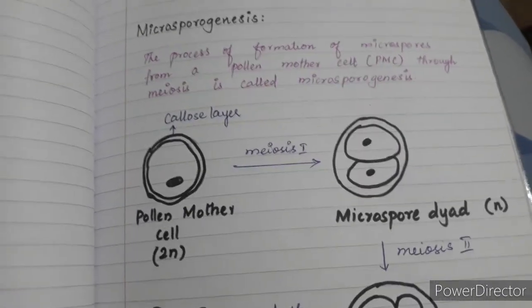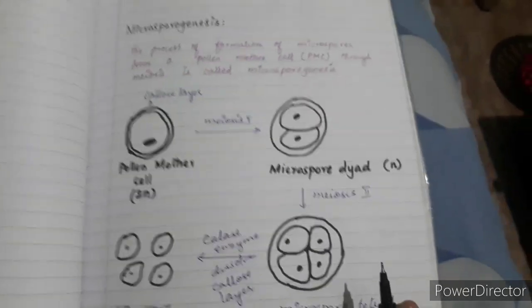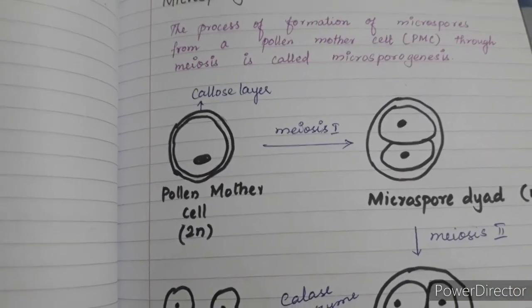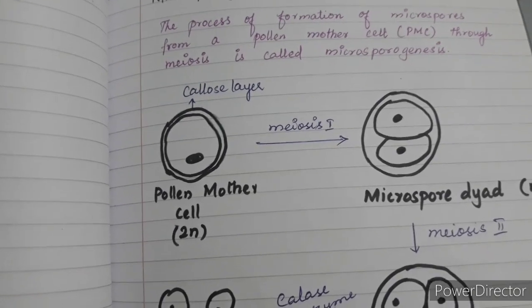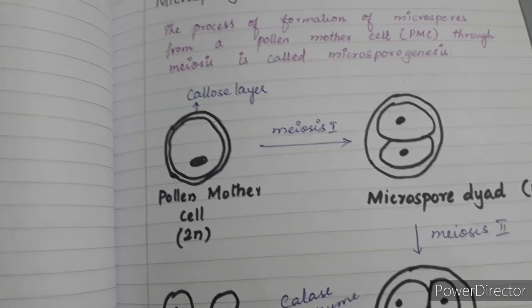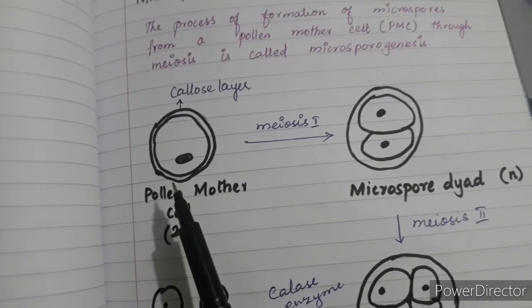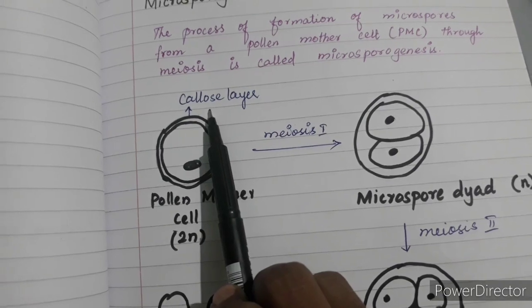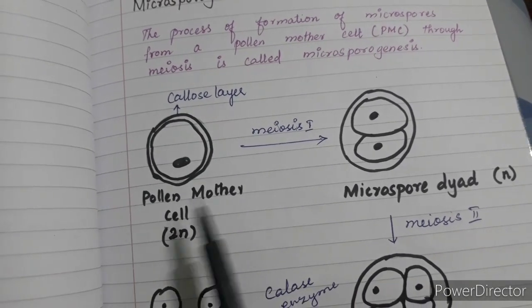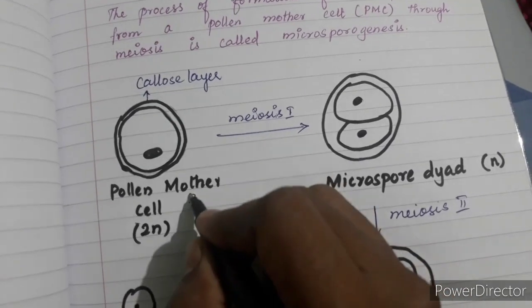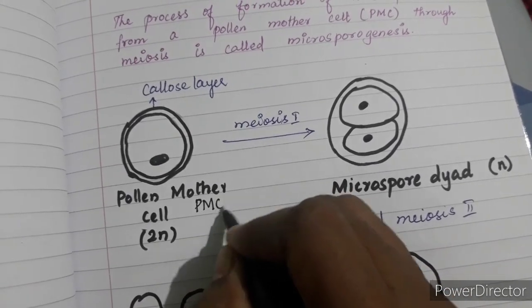Now what happens to them once the microsporogenesis starts? Every pollen mother cell, that is every microspore mother cell, is surrounded by a callose layer. Remember that well, it's very important. Every pollen mother cell is surrounded by a callose layer. What is the ploidy of that pollen mother cell? It is 2n. So pollen mother cell, in short, is known as PMC.